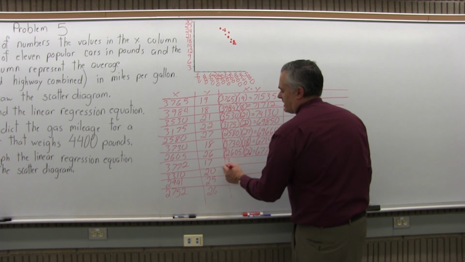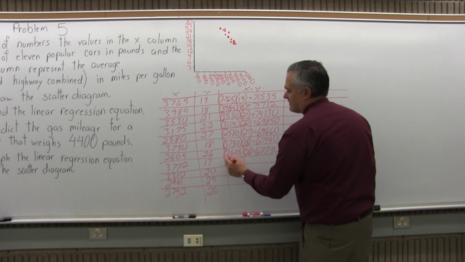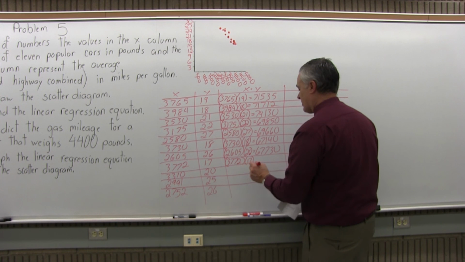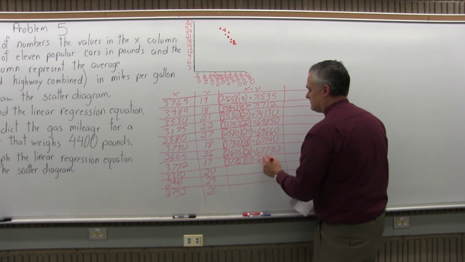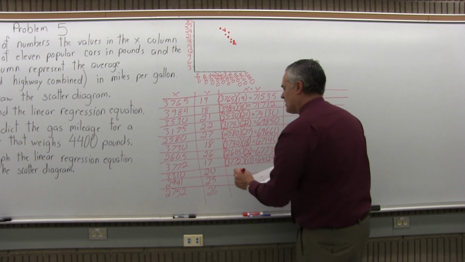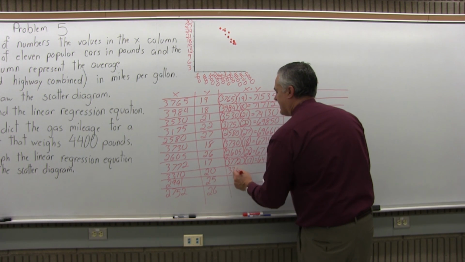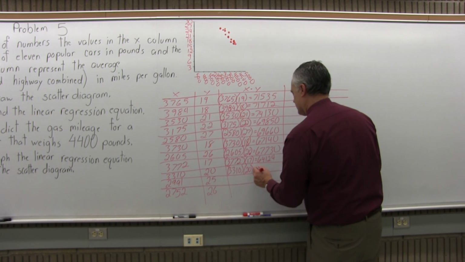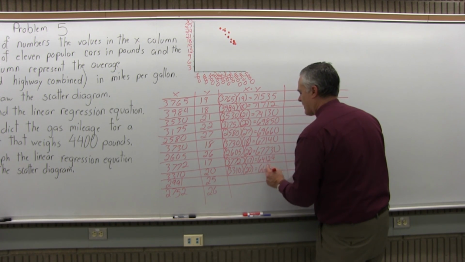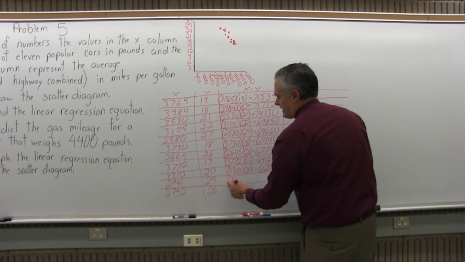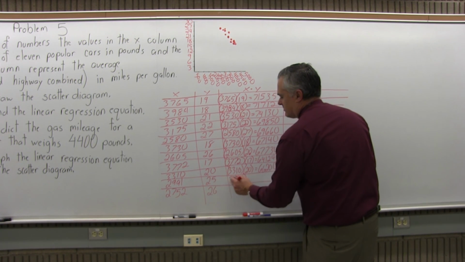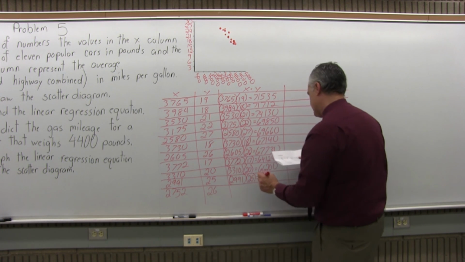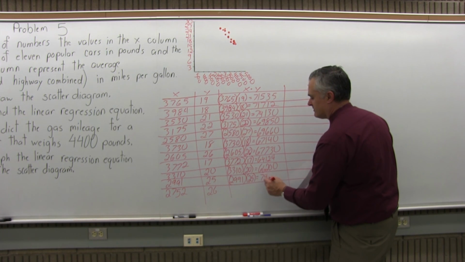And the next one, the weight is 3,772 times the gas mileage of 17 miles to the gallon. That multiplies to 64,124. The next one is 3,310 for the weight times 20 for the 20 miles to the gallon is 66,200. And then the next one is 2,991 times the gas mileage of 25 miles to the gallon. If you multiply that out, it's 74,775.